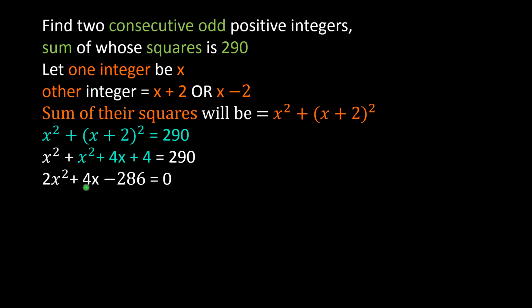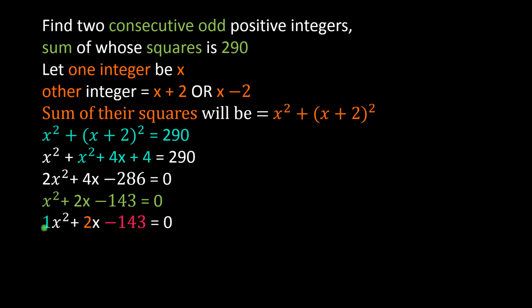Now 2 is the common factor between these three terms, so we will divide throughout by 2. So it will be x squared, 4 divided by 2 will be 2, and 286 divided by 2 will be 143. Now we will write the coefficients of each term here.